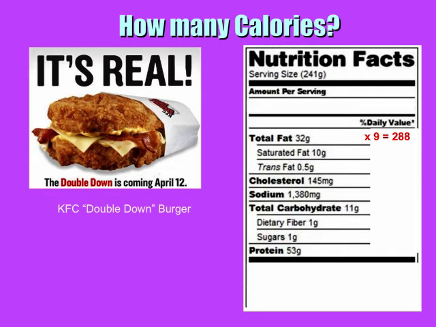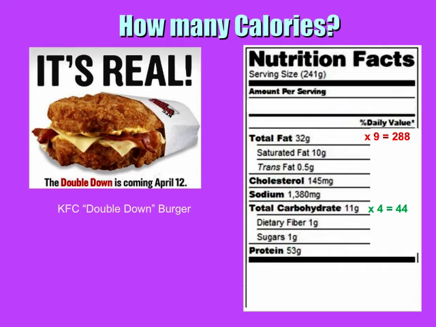Now let's go take a look at carbohydrate. We can see that there are 11 grams of carbohydrate in the Double Down Burger. How many calories are in a gram of carbohydrate? Remember, the answer is 4. So we simply take 11 grams and multiply it by 4, and we get 44. So the 11 grams of carbohydrate contribute a total of 44 calories.